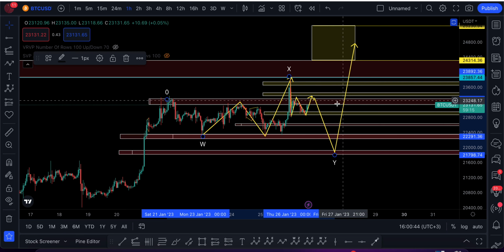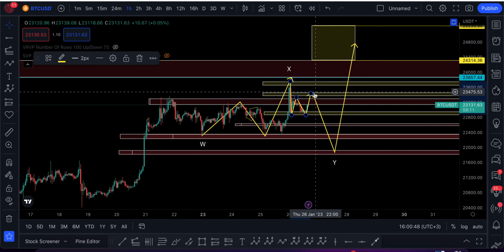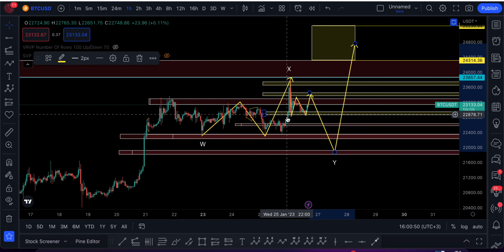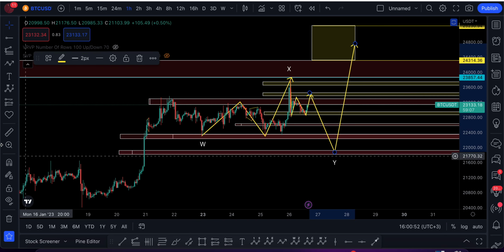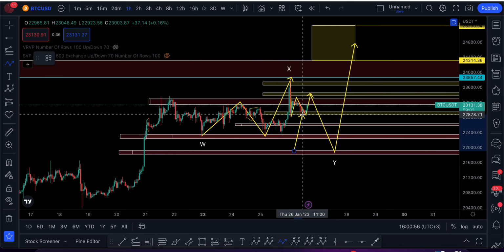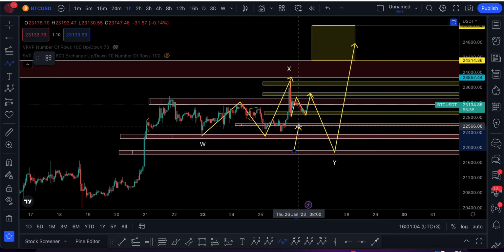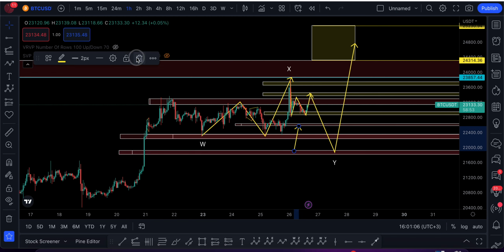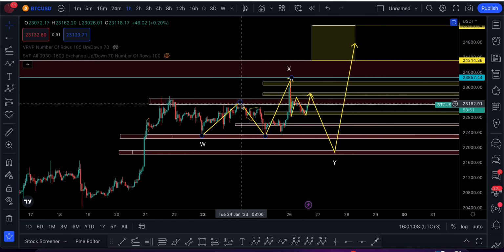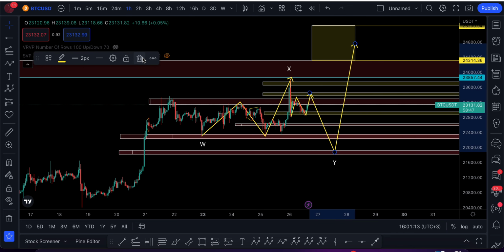So where we are right now, if we get a corrective structure like this, 1, 2, 3, and we come down and break this low, if we break these lows here, I'll demonstrate this on a lower time frame, then I would be expecting that we might go down before we can see that move up. That's one structure that I'm expecting or looking out for.